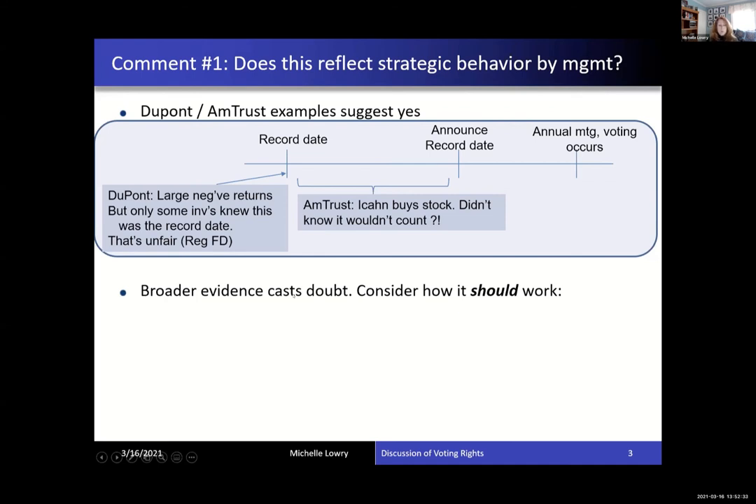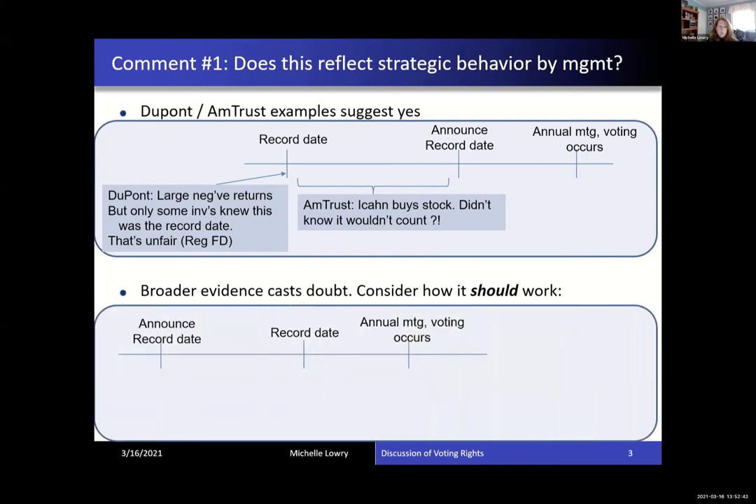So those two examples do suggest that this is strategic behavior by management. But when we look at the broader evidence, there seems to be a little bit of doubt. So think about how things should work, one would hope. You would hope that the companies would announce the record date, and then the record date would occur, as in the EU, and then the annual meeting after that. And between the announcement of the record date and the actual record date, investors would have the opportunity to accumulate shares prior to the vote.